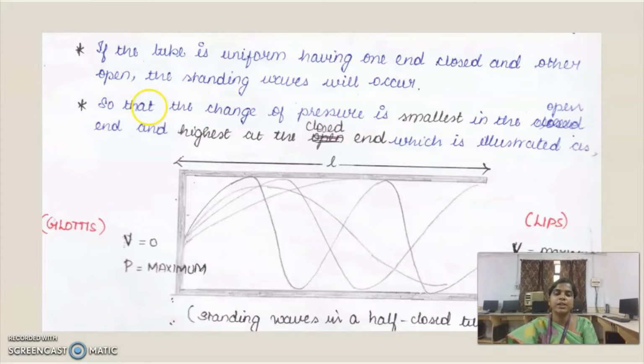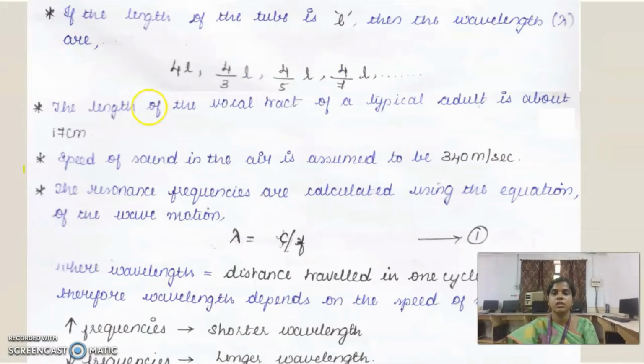So there is a change of pressure. The change of pressure is smallest at the open end and highest at the closed end. So P is maximum at the closed end and P is ideally 0 at the open end. The length of the tube speaks about the maximum frequency or pitch that an individual can reach. The wavelengths are 4L, 4/3L, 4/5L, and so on, as the harmonics are followed.